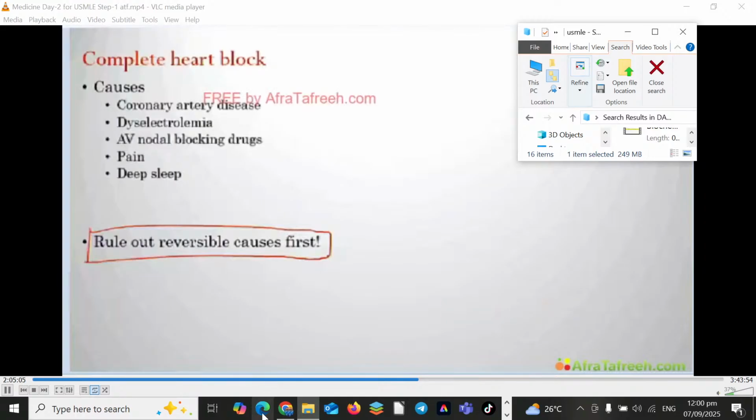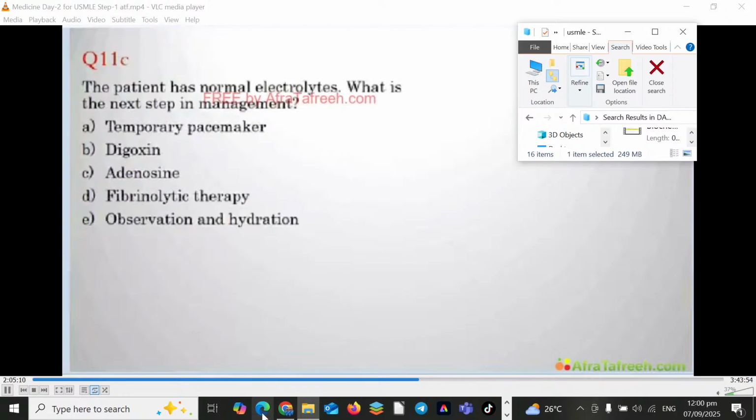So in complete heart block, you have to rule out the reversible causes first. And finally, the simplest question, I believe. Deep sleep has been found to have sympathomimetic properties and vagomimetic properties, and that's how it can lead to complete heart block. That's the answer. Temporary pacemaker is your treatment of choice for complete heart block. So you first go with temporary and then you move on to the permanent.